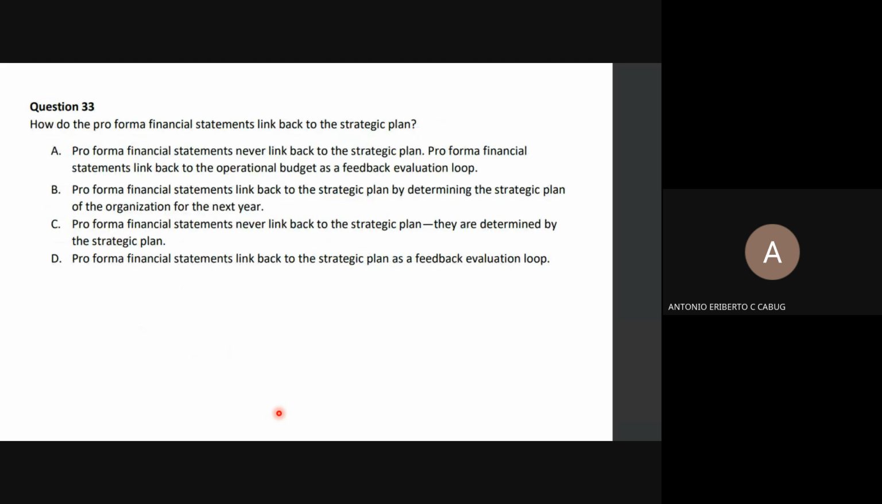Okay. So let's now answer some concept questions like this one. How do the pro forma financial statements link back to the strategic plan? Link back to the strategic plan. How do the pro forma financial statements link back to the strategic plan?